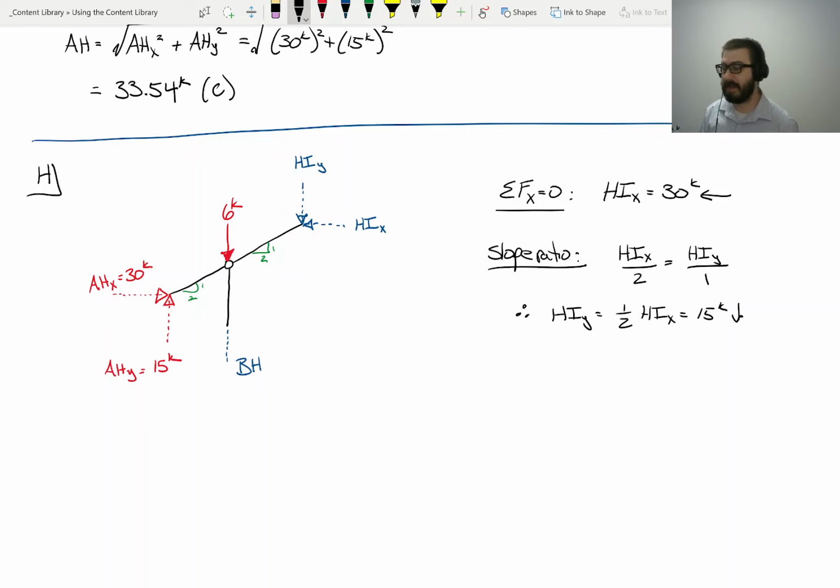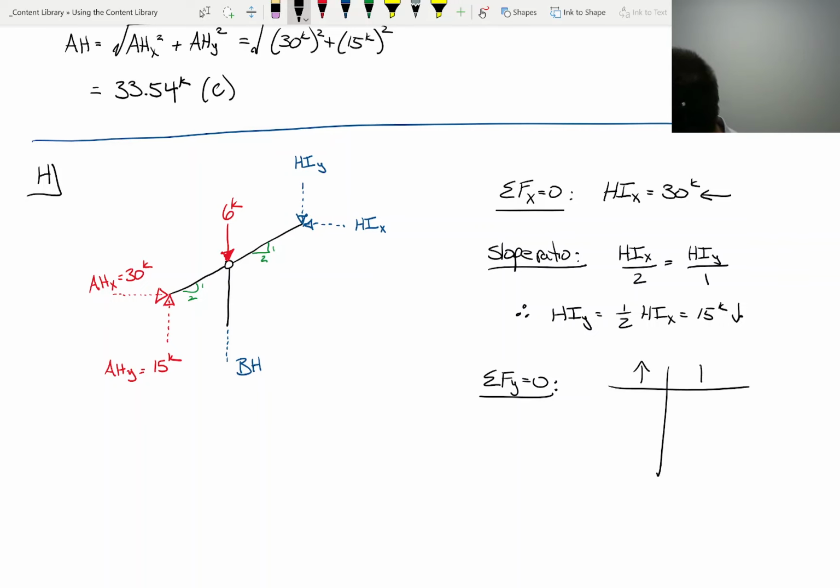Okay. And then the only thing left to do from there is to apply the sum of the forces in the y direction. If you ever have a joint where you feel like you've got a lot going on, there's nothing wrong with doing it formally and saying, okay, I have AHY, which is 15 kips going up. I have 6 kips going down. I have HIY, which is 15 kips going down.